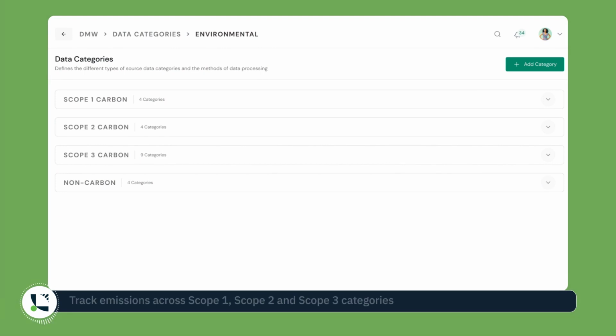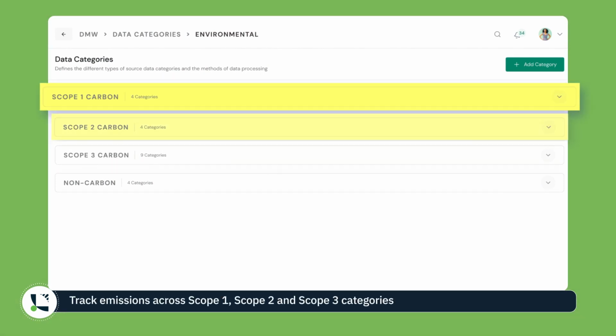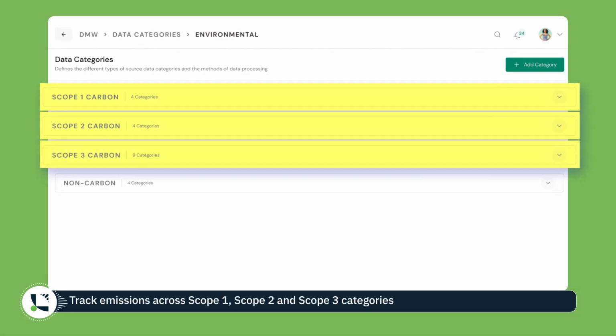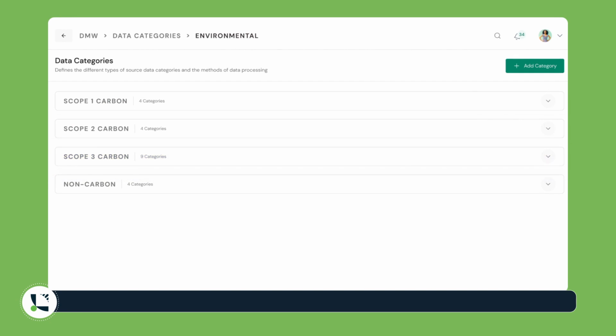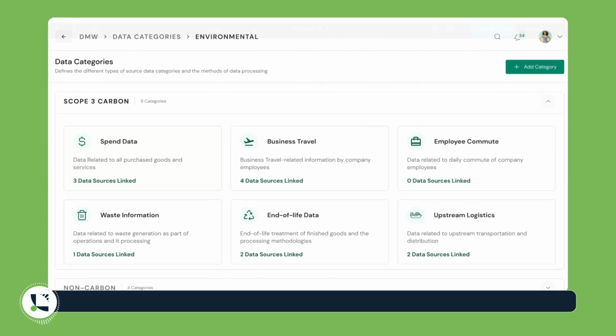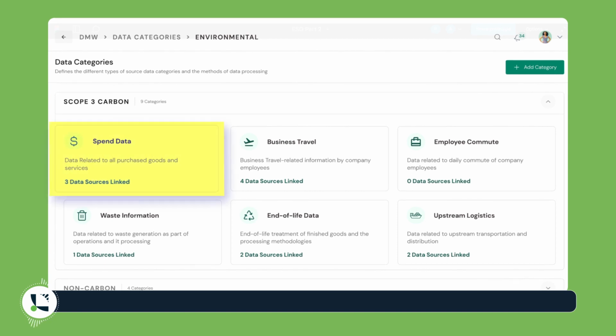GHG Compliant Carbon Analyzer can help customers track emissions across Scope 1, Scope 2, and Scope 3 GHG categories. Scope 1 and 2 are largely straightforward, while Scope 3 is a complex category. Lythouse addresses both upstream and downstream categories in Scope 3. Purchased goods and services need a special mention. Let us show you how easily Lythouse handles spend data.